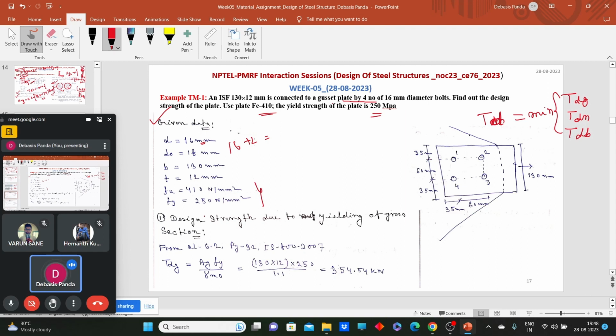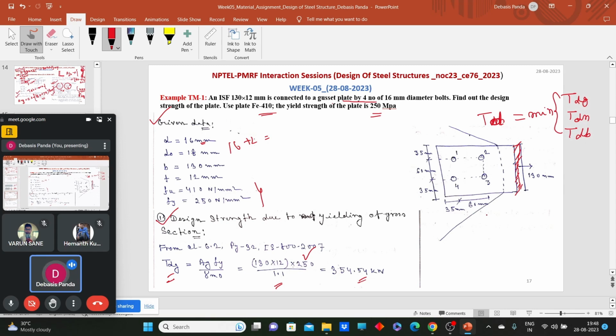So first we need to calculate the design strength due to yielding of gross cross section. From clause 6.2 we have the formula for yielding of gross cross sectional area, that says Ag fy by gamma m naught. What will be the gross cross sectional area over here? 130 multiplied by the thickness. So 130 into 12 will be the gross cross sectional area, multiplied by fy, that is the yield strength, divided by the factor of safety for the material failure considered in yielding. So this value comes as 354.54 kilonewton.